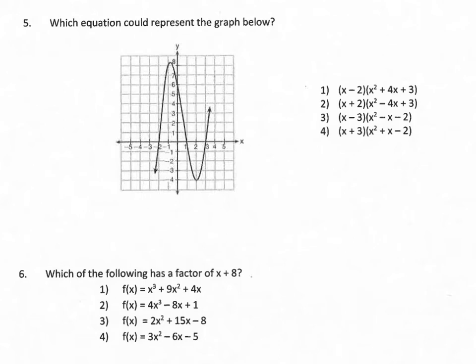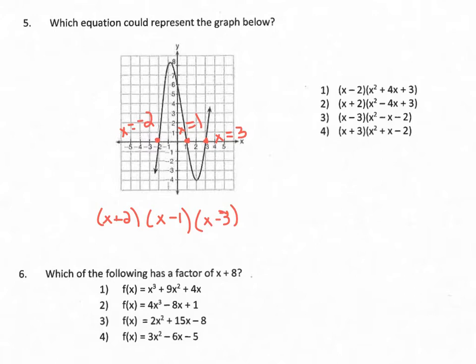Number 5, which equation could represent the graph below? Let's look at the zeros. Here we have a 0 at x equals -2, which means we'd have a factor of x plus 2. We have a 0 here at x equals 1, which means we would have a factor of x minus 1. And here we have a 0 at x equals +3, which means we'd have a factor of x minus 3.